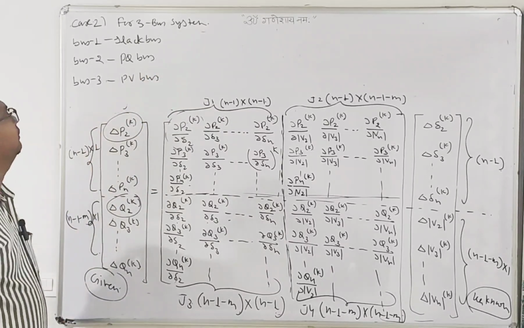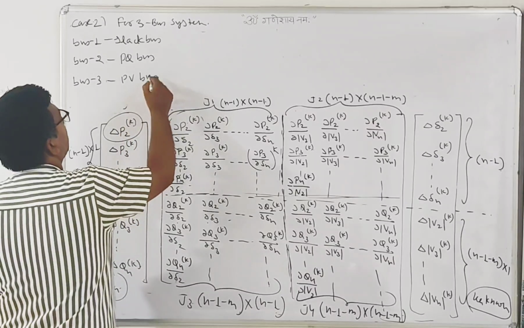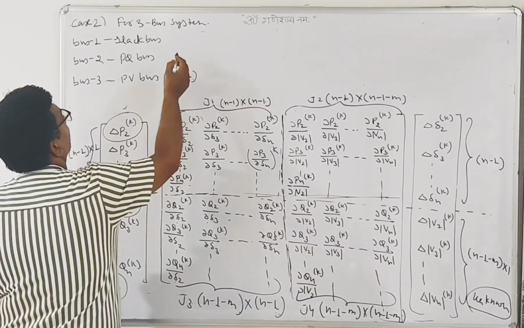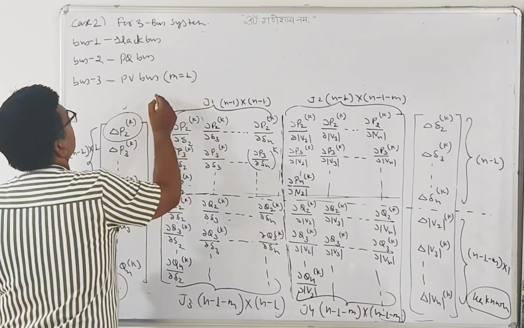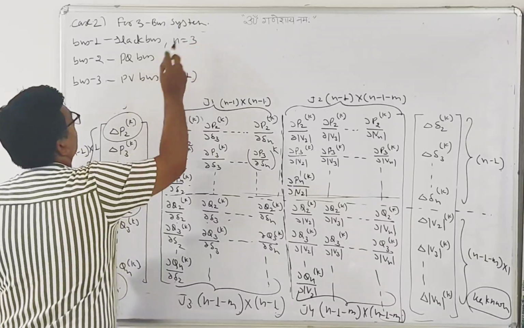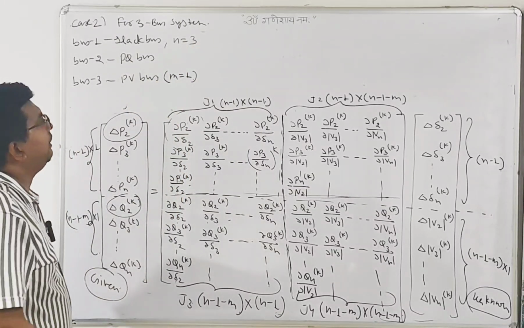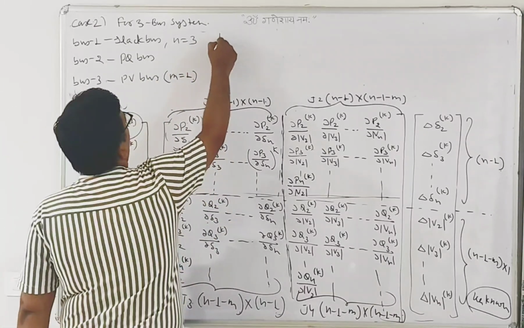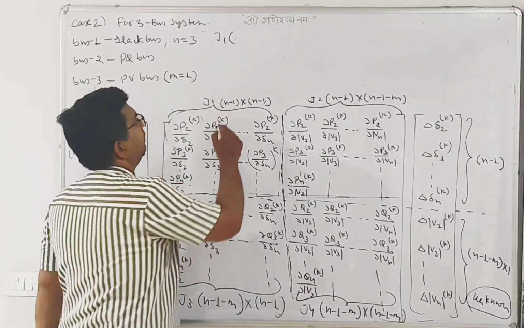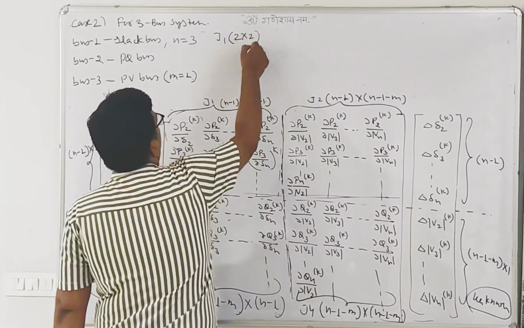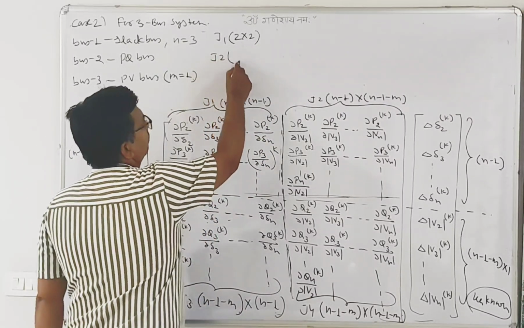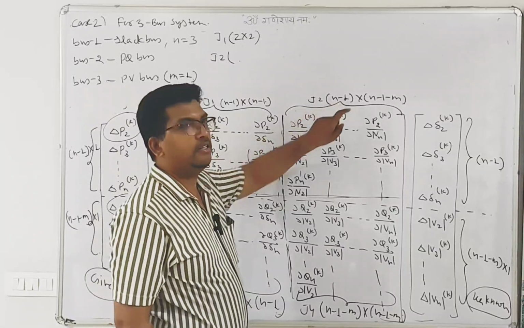Now what will happen in that condition? There is one PV bus, so the value of M is 1. What is the value of N? N equals 3 because it is a 3-bus system. And what will be the corresponding Jacobian J1? Because it is 3, what does this become? 2 cross 2, because 3 minus 1 is 2. What is J2? See here, 3 minus 1, 2.